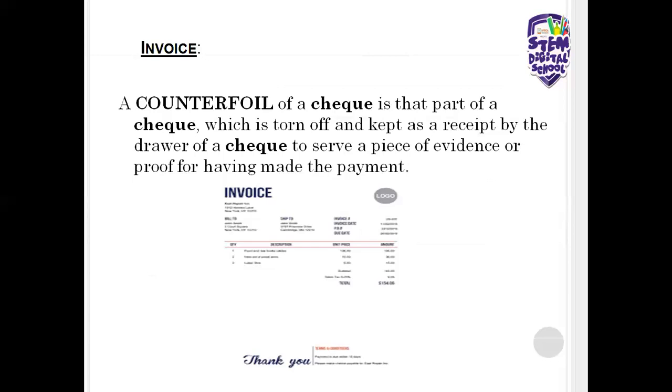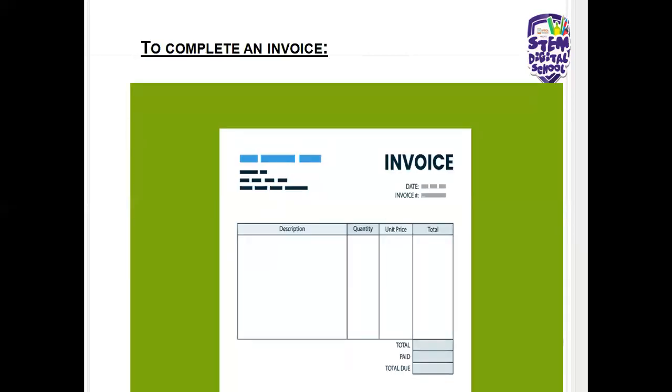So let's say you were purchasing 2 boxes of paper. Then with the unit price, they will indicate the 1 box price, but the total price is the total price of the 2 boxes. Okay, this one I think is quite more clear. So how do you complete an invoice?